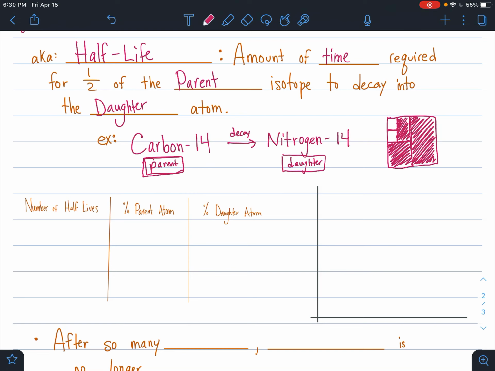And this is going to keep happening. Half of that carbon-14 turns into nitrogen-14, and it keeps on going, half and half, every little over 5,000 years. The actual amount of time it takes for half of the carbon-14 to turn into nitrogen-14 is 5,730 years. So every time I split that in half, 5,730 years had gone by.